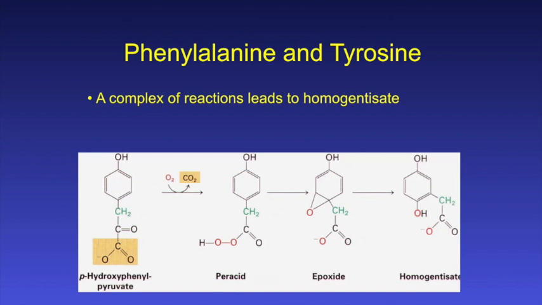And so the molecular oxygen reacts, a CO2 is a leaving group, and I get a peracid. That's really reactive. The peracid actually reacts with itself to create an epoxide, and then something really weird happens. What is the strange thing that happens?